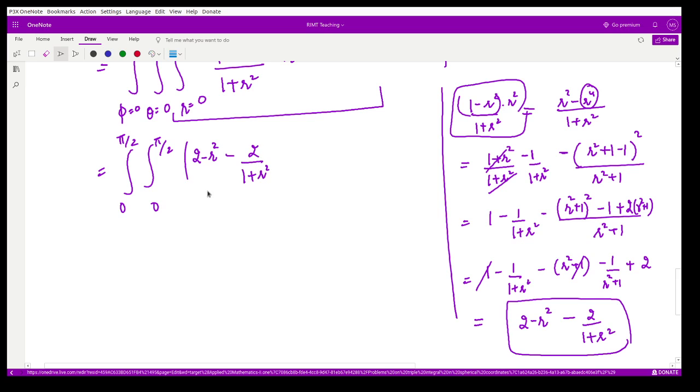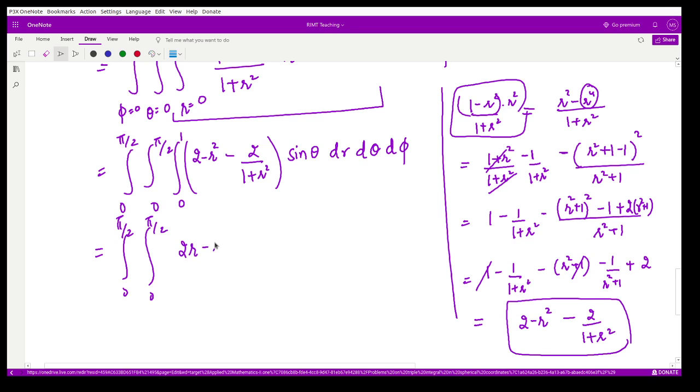And because sine theta doesn't make any difference, being constant, because we are performing integration with respect to r, its integration would simply be here also, with the limits for r from 0 to 1. Okay. So now what is the integration of this term? We have 2r minus r cube by 3 and minus 2. The integration of 1 by 1 plus r square is tan inverse of r.